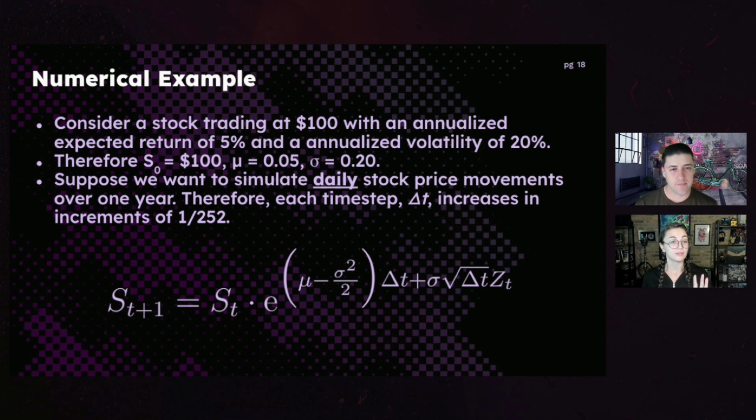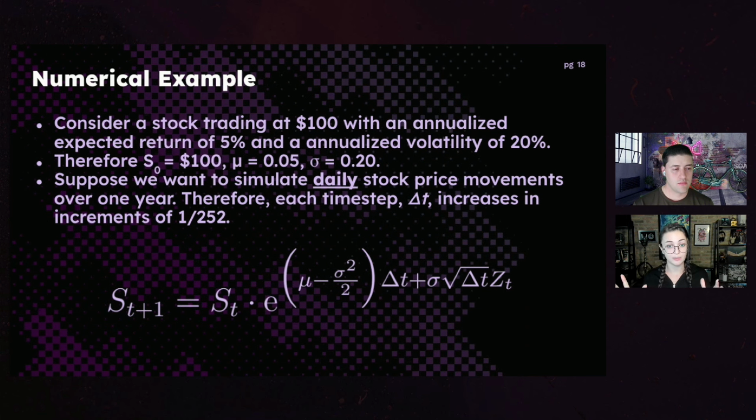So, okay, let's look at an example. First, consider a stock that's trading at $100. It has an annualized expected return of 5% and an annualized volatility of 20%. This is not out of the realm of possibility. You could look at Amazon, you could look at SPY, and you basically say, what's the current stock price? What is the annualized expected return, so how much can we expect to gain over 1 year? And what is the annualized volatility of returns? What is the standard deviation of that measurement, or the uncertainty of that measurement?